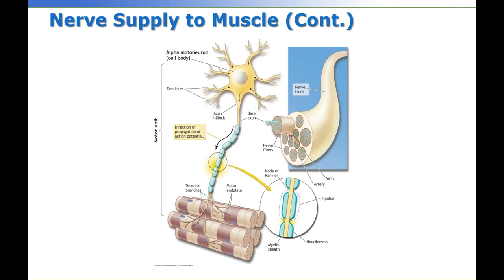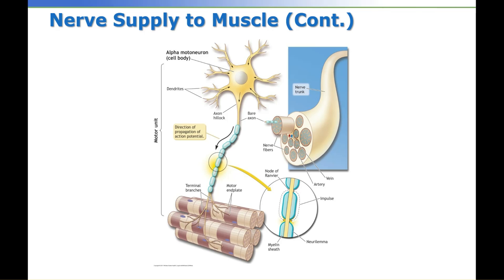So you have nerve supply to muscle continued. You have the alpha motor neuron cell body, you have dendrites, and the direction of propagation of the action potential. This really just talks about how a whole muscle contains numerous motor units, each with a single motor neuron and its complement of muscle fibers. The myelin sheath increases the speed of nerve impulses.